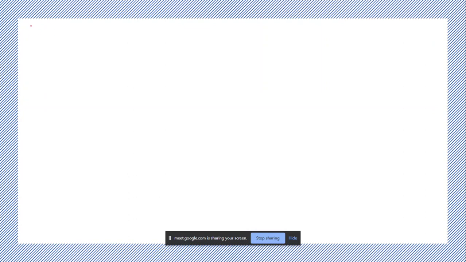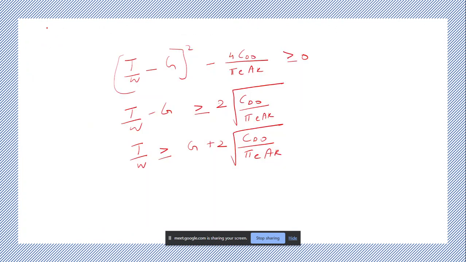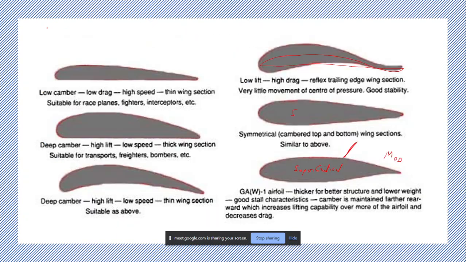So they've given you the takeoff parameter. We know the equation of the takeoff parameter. We just did one question. So it is W by S by sigma CL takeoff, times T naught, by thrust loading.